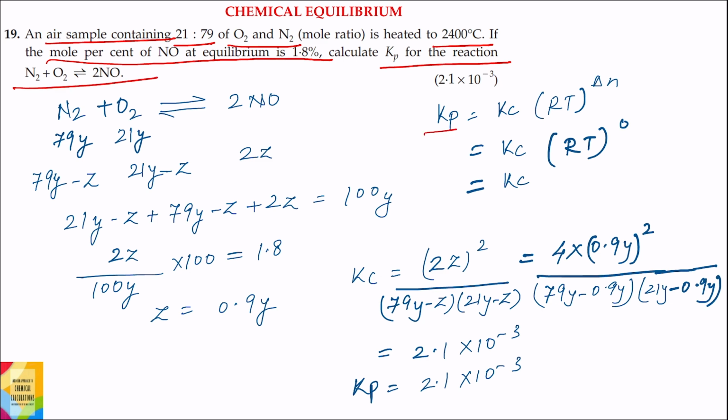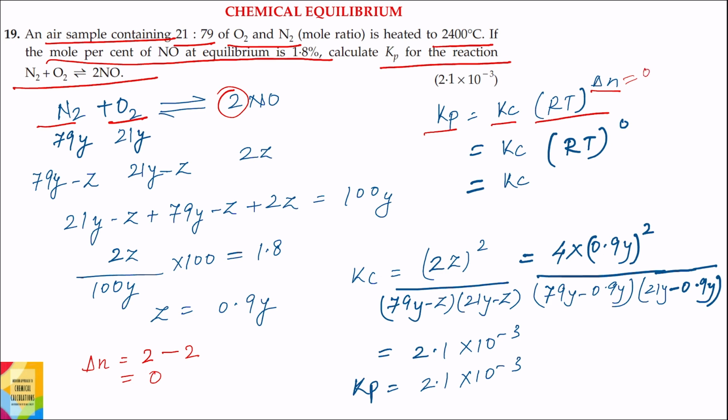Now Kp can be written as Kc (RT)^Δn. Here, what will be the value of Δn? Δn is equal to moles of the gaseous product minus moles of the gaseous reactant. So how many moles of gaseous product are there? 2 moles. So 2 minus, and how many moles of gaseous reactant? 1 mole of nitrogen and 1 mole of oxygen, so the total is 2 moles. So the value of Δn will be 0. So Δn here is equal to 0.